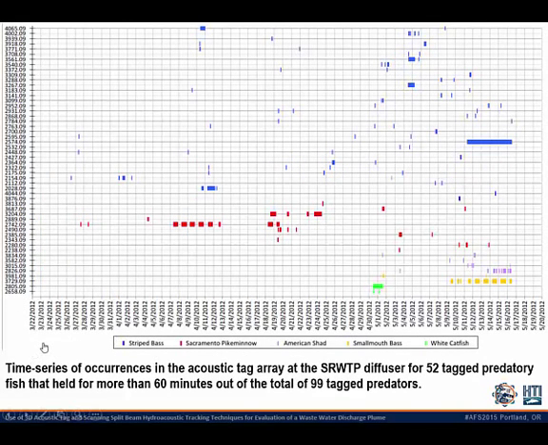But of those 52 fish that were seen greater than an hour, very few of them were seen in the array more than or up to 24 hours within the array. There were approximately 7 predators that were seen in the array for over 24 hours, and those consisted of 2 striped bass, 2 Sacramento pike minnow, 1 American shad, 1 smallmouth bass, and 1 white catfish. So out of all these 99, really there was only 7 that spent a significant amount of time in and around the diffuser pipe.